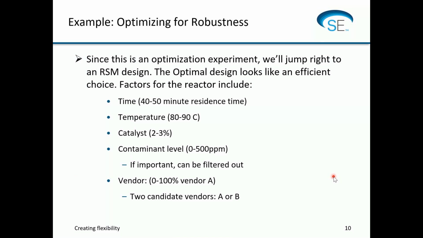We also have two different vendors for the catalyst that we could use, vendor A or vendor B. And the way we're going to measure that is the percent of vendor A that's included, right? It can go from 0% vendor A, which would be all vendor B, or it can be 100% vendor A and no vendor B. So that's how we're looking at that one as a single factor, the percent of vendor A.